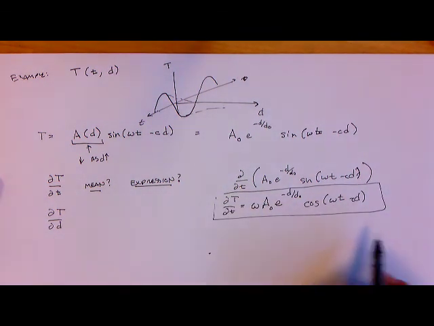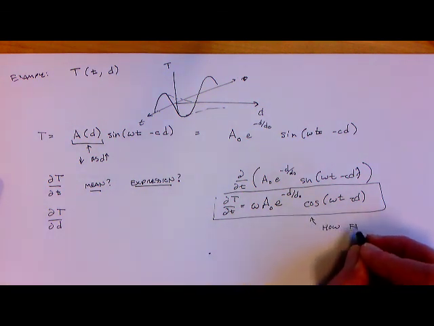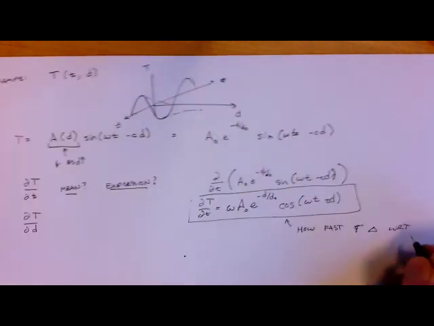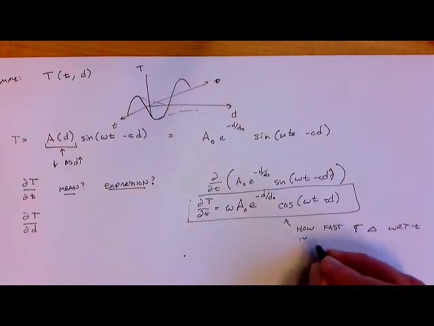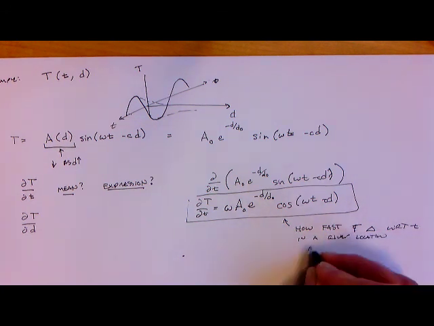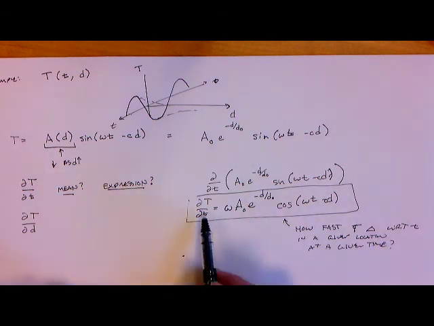What's it actually mean? Well, what this tells us is how fast the temperature is changing with respect to time in a given location at a given time, right? And so we can actually evaluate this partial derivative at all kinds of different locations and times. So one of the things we could do is ask the question, well, how fast is the temperature changing with respect to time if I'm really deep in the ground?